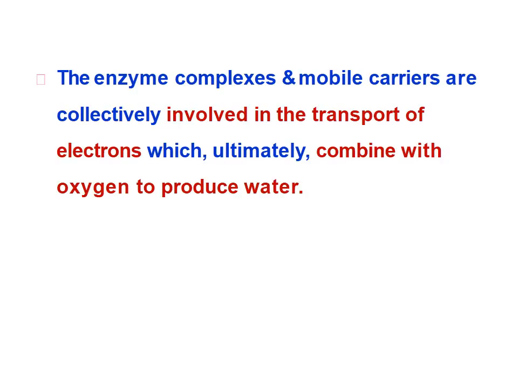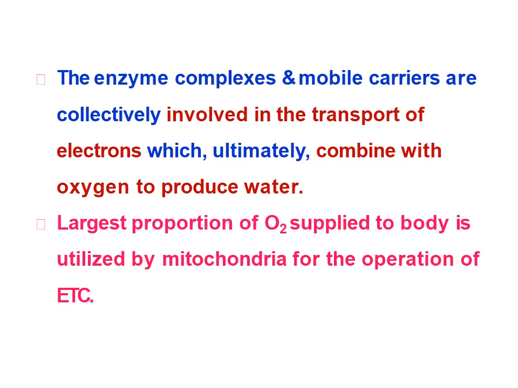The enzyme complexes and mobile carriers are collectively involved in the transport of electrons. Finally, they combine with oxygen to produce water. The largest share of the oxygen supplied to the body is utilized by mitochondria for the operation of electron transport. We have to study the different complexes. What are the roles of these complexes?